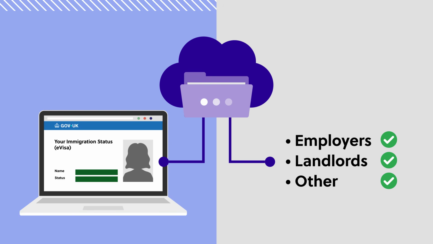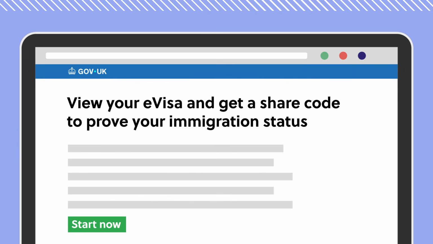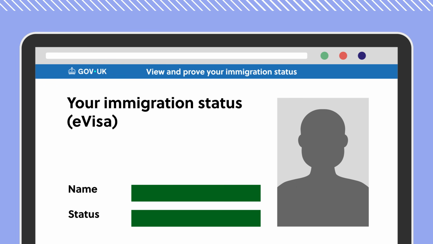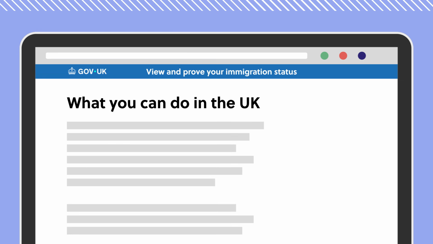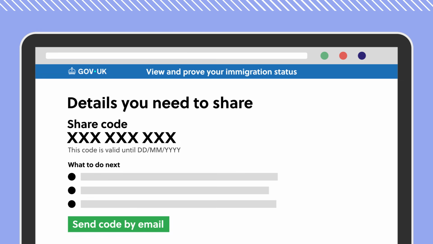Once you have received your eVisa, you can use the View and Prove service in your UKVI account to view your eVisa online at any time. Check what you can do in the UK. Get a share code so you can securely share your identity and immigration permission with employers, landlords, and other organisations.